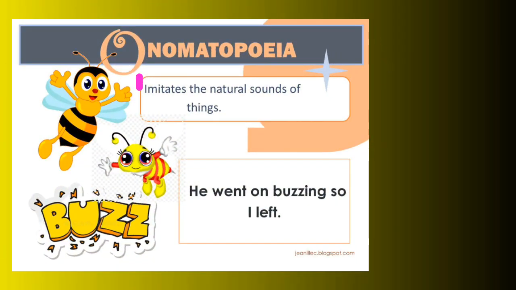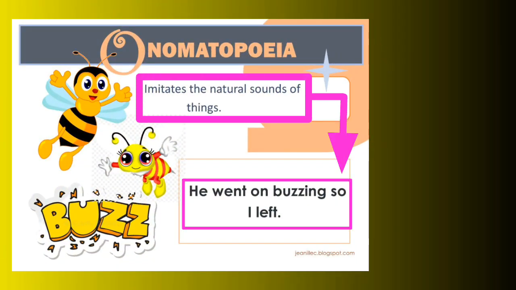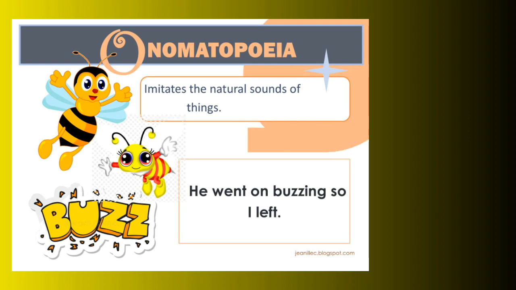Onomatopoeia. It imitates the natural sounds of things. He went on buzzing, so I leapt. Onomatopoeia is perhaps the easiest to recognize. That, of course, if you are familiar with the sounds around you. In the statement, "He went on buzzing, so I leapt," the word buzzing refers to the sound bees make.